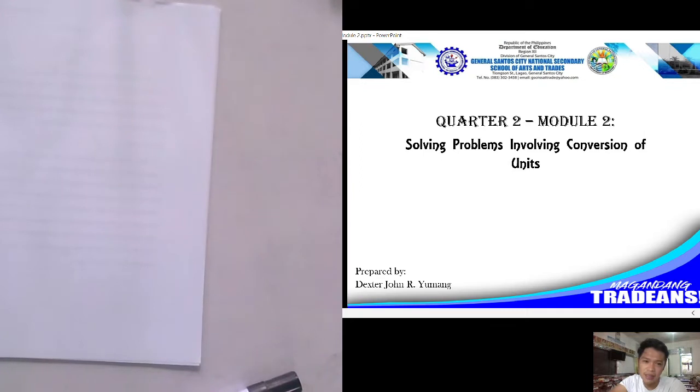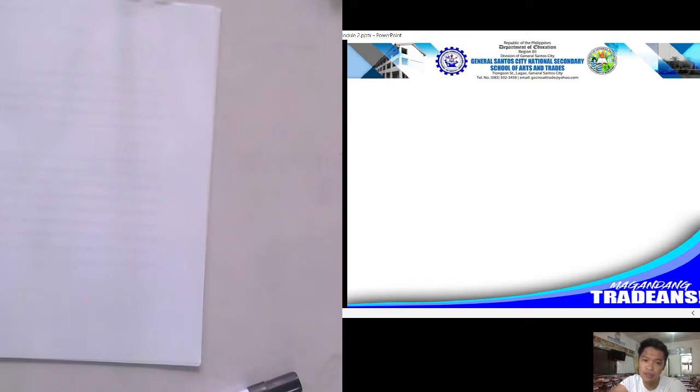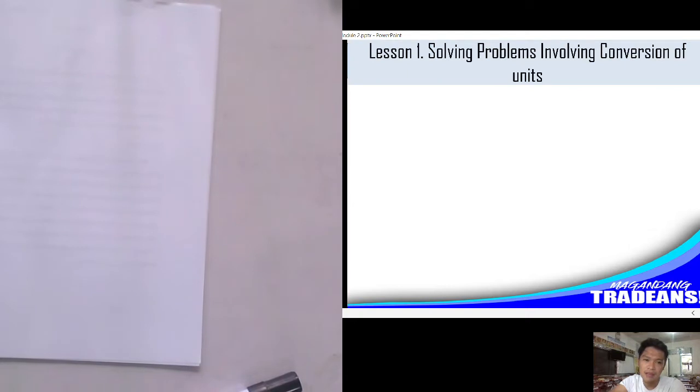Please copy the title for quarter number 2, module 2, solving problems involving conversion of units. Still, we have a portfolio on this quarter. Okay, let's have lesson number 1. Lesson number 1 is solving problems involving conversion of units. Now, from this title alone, there shall be samples of problems that we will be identifying and solving, depending on what is asked on the question or the problem.